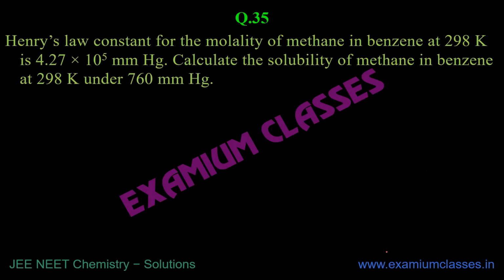Next one is Henry's law constant for the molality of methane in benzene at 298 Kelvin is given. Okay, so KH is given. Calculate the solubility of methane in benzene under 760 mmHg. So again, this is basically the previous slide.